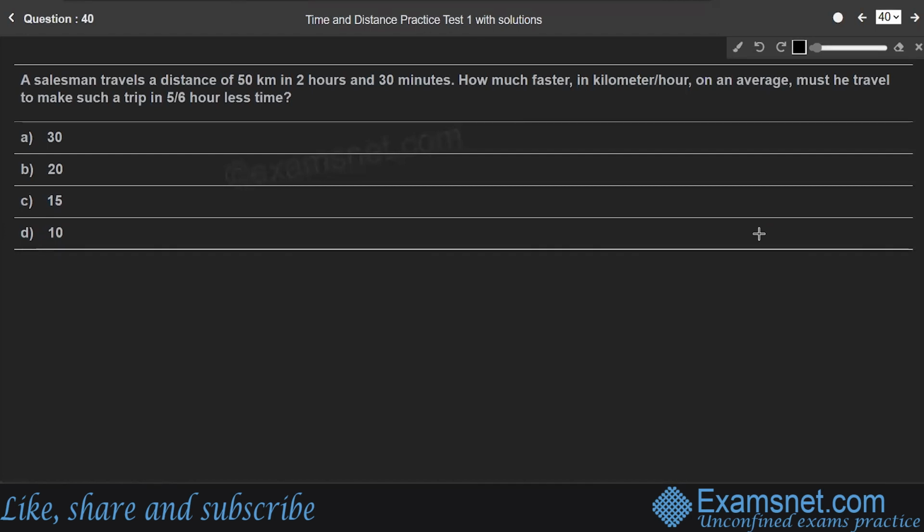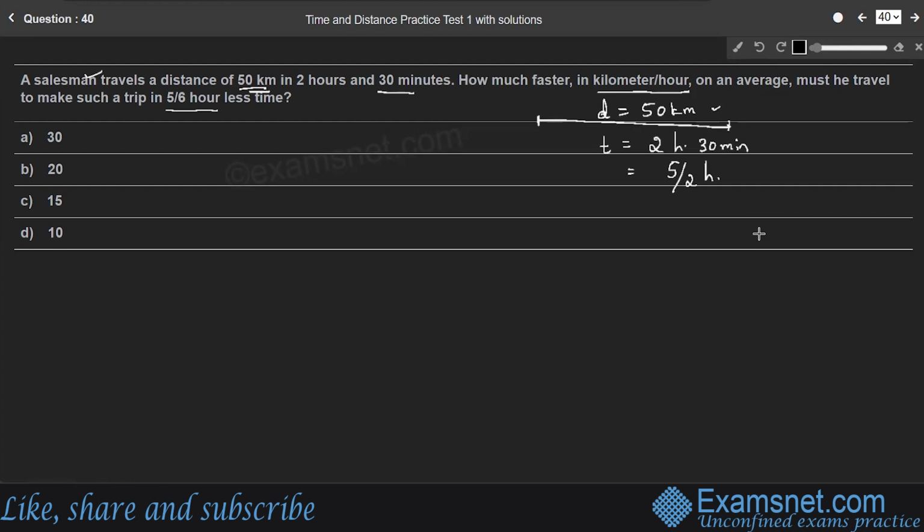Question number 40. A salesman travels a distance of 50 km in 2 hours 30 minutes. How much faster in kilometer per hour on an average must he travel to make such a trip in 5 by 6 or less time? So here, students, a salesman travels a distance of 50 km. Here D is 50 km in time 2 hours 30 minutes. 2 hours 30 minutes means 2.5 hours, which is nothing but 5 by 2 hours. In 5 by 2 hours, he travels a distance of 50 km.